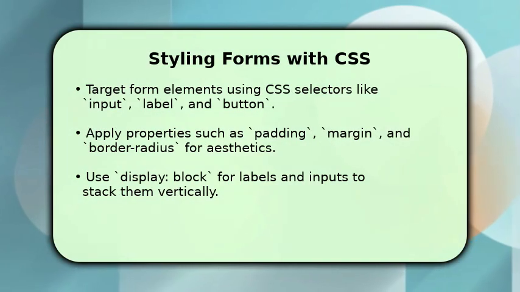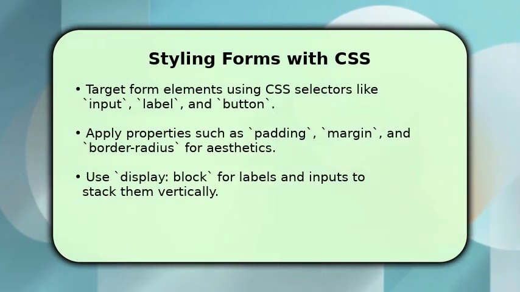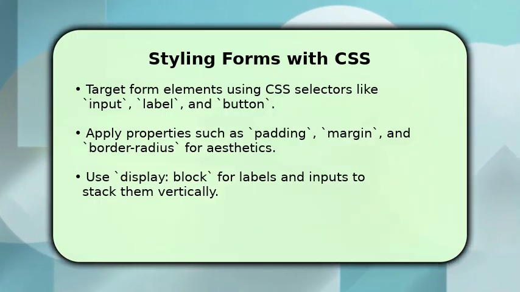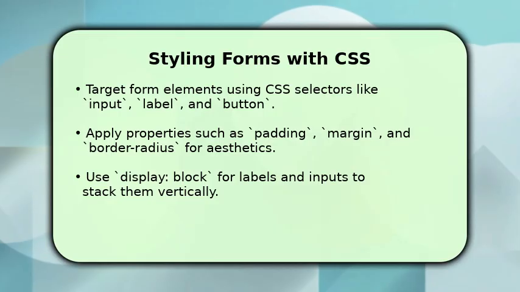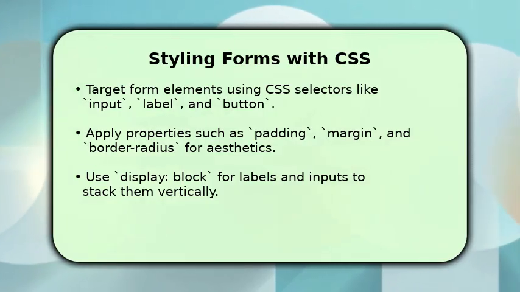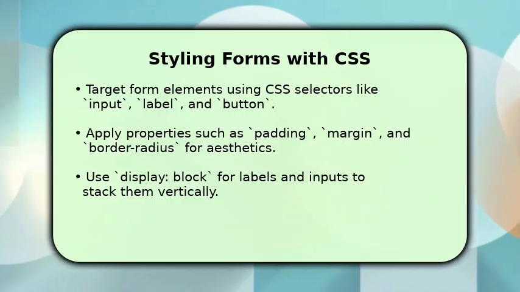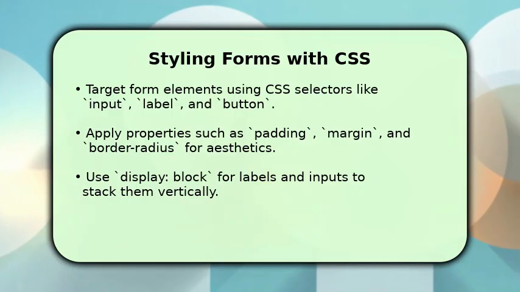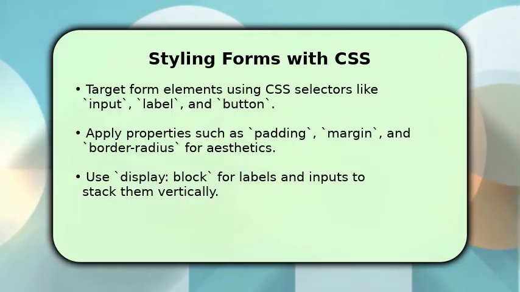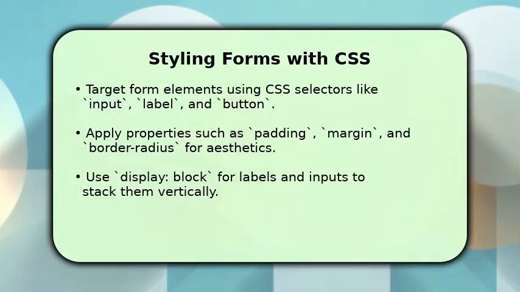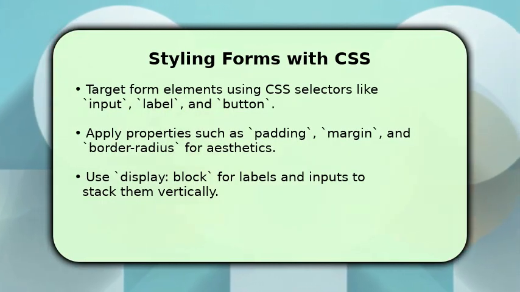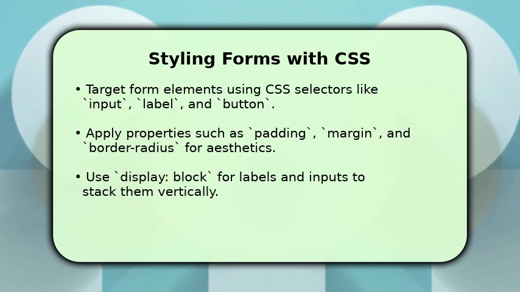Once your HTML form is structured, CSS brings it to life visually. You can target specific elements like input fields, labels, and buttons using CSS selectors. Apply properties such as padding for spacing, margin for external distance, and border radius for rounded corners to enhance aesthetics. Using display block on labels and inputs helps stack them neatly. Don't forget hover and focus states to provide excellent interactive feedback to your users.